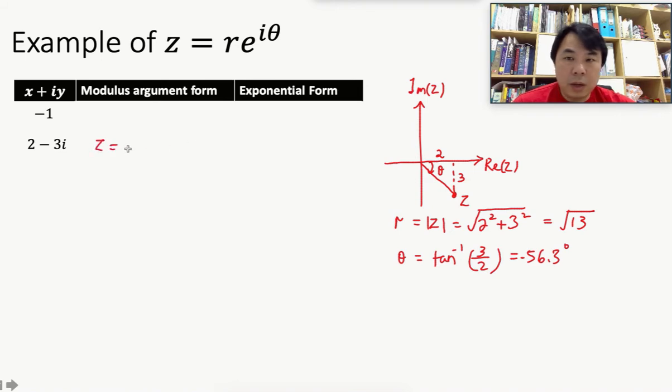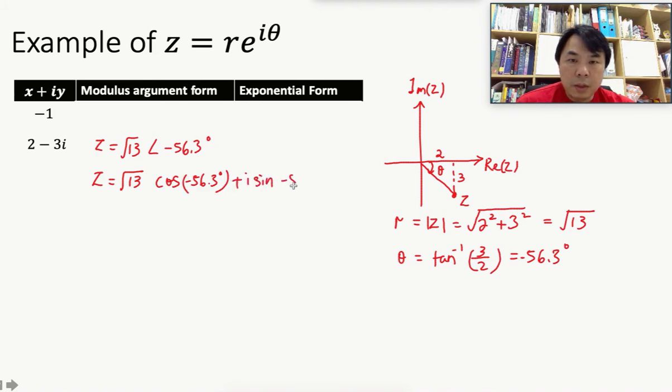We will write that down as the R will be root 13, and then we can write as negative 56.3 degree here, or we can write down as root 13 cosine negative 56.3 plus I sine negative 56.3 here.